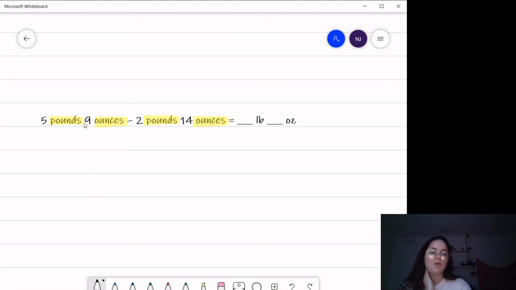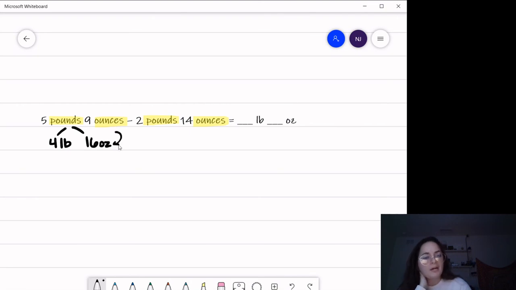So I need more ounces. I can take from my pounds to get ounces. So I'm going to borrow a pound. So instead of 5 pounds, I now have 4 pounds, and I'm going to take that 1 pound that I borrowed and turn it into 16 ounces. So now instead of 5 pounds, I've got 4 pounds, 16 ounces.